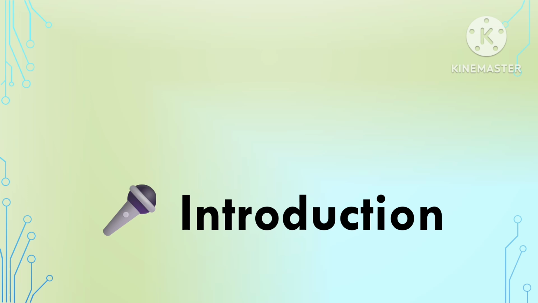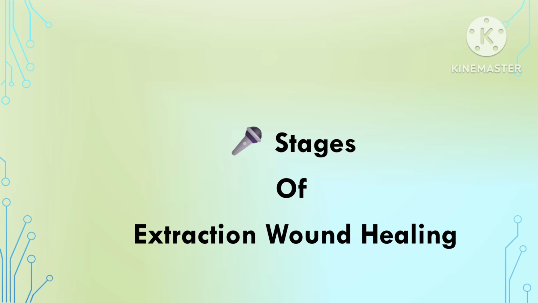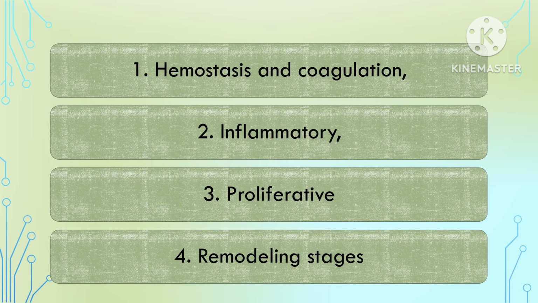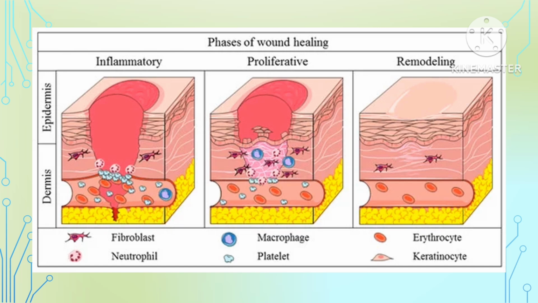Healing happens in four stages after the tooth is removed. First stage is hemostasis or coagulation, where the blood clot forms to stop the bleeding and protect the socket. Second stage is the inflammatory stage, where the body's defense system removes debris and prevents infection. In the proliferative stage, which is the third stage, new tissue and bone begin to form in the socket. And in the remodeling stage, which is the fourth stage, the bone gradually strengthens and reshapes, a process that can continue for years. We'll be discussing all these stages in detail in coming slides.